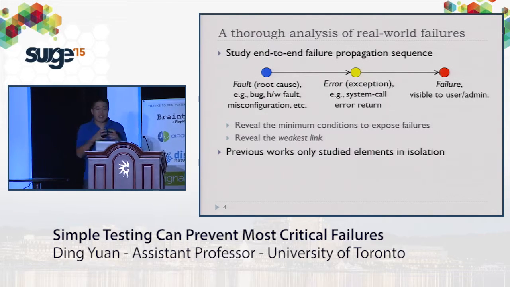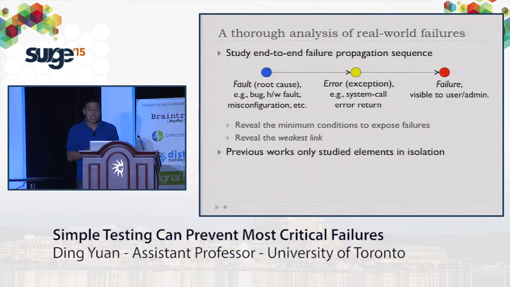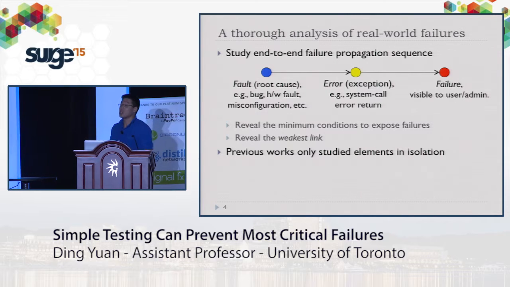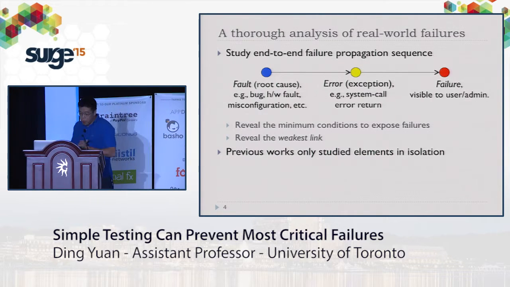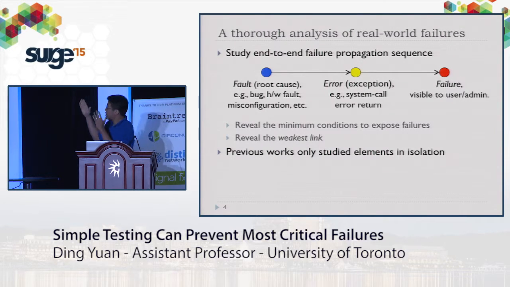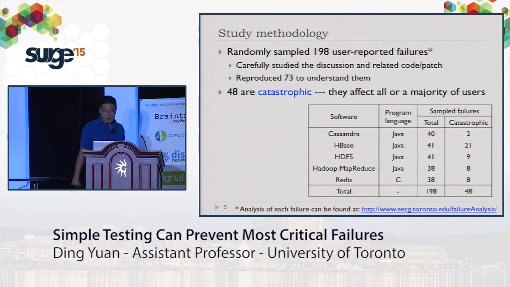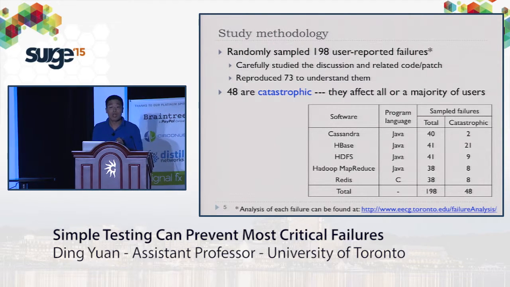Now, by understanding this entire life sequence of the failure, it allows us to identify the minimum condition to expose the failures. And also, perhaps more important, it allows us to understand what is the weakest link connecting this chain so that we can break it and prevent these failures from happening. And in research, it's all about novelty. We are not the first to study failures, but none of the previous work has looked at this entire failure propagation chain.